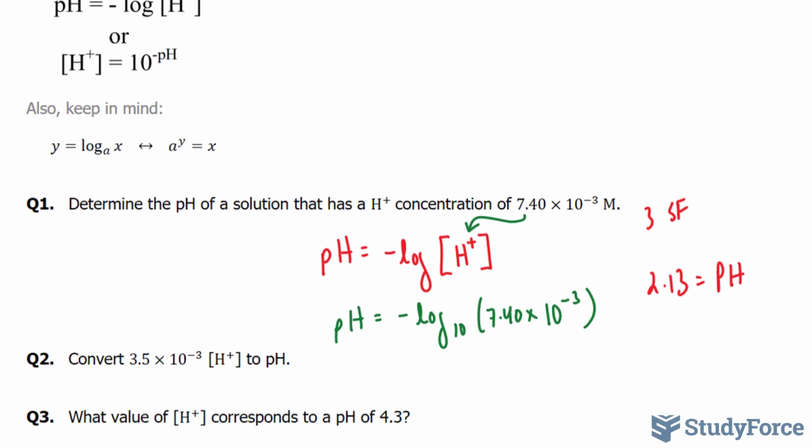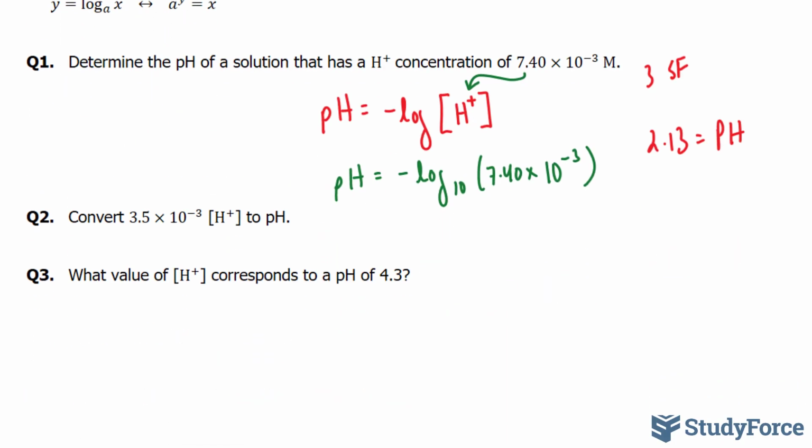In the next question, they're asking us to convert 3.5 times 10 to the power of negative 3 H+ to pH. Now this is the exact same question as before, just written differently. And once again, we're going to say pH is equal to negative log of that number, 3.5, this time 3 significant figures.